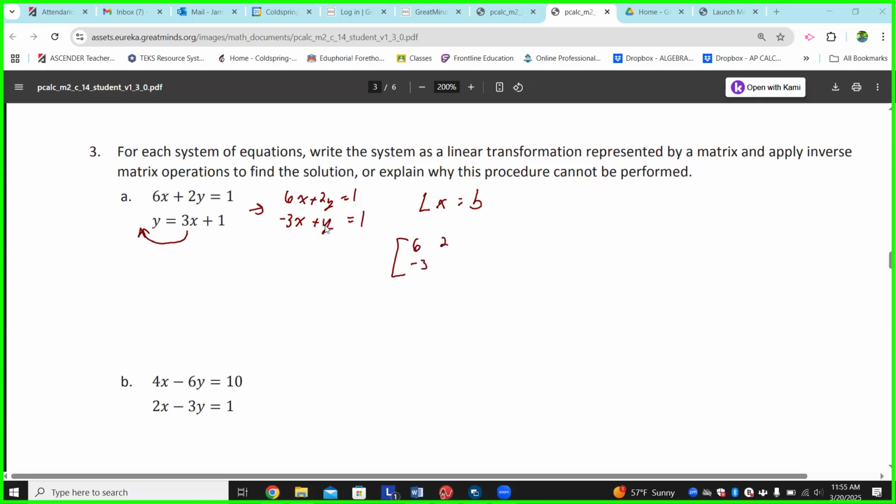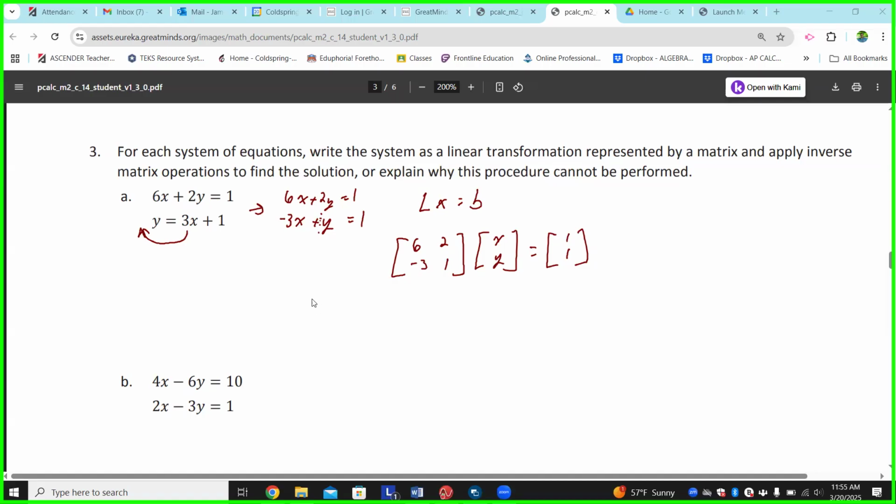Very good. If there's no number there, there's an imaginary 1 right there. So this would be a 1. Your x is going to be x and y. Those are the variables you're trying to solve for. And then your b would be what it's equal to. What's it equal to? 1, 1. All right, so that was the setup. That's where we kind of started from. And then we solved this using inverses.